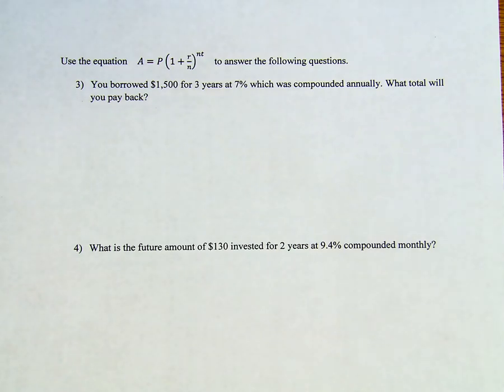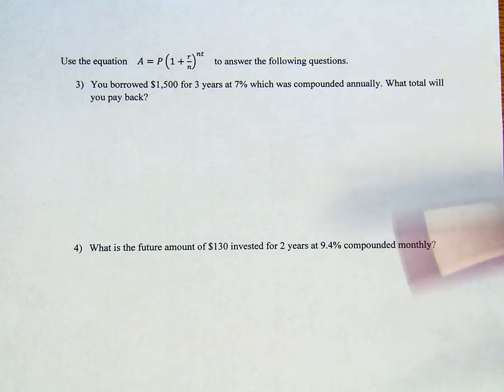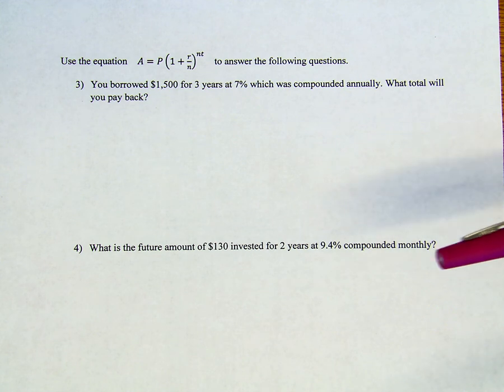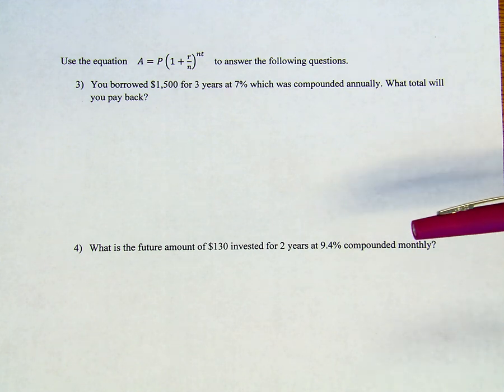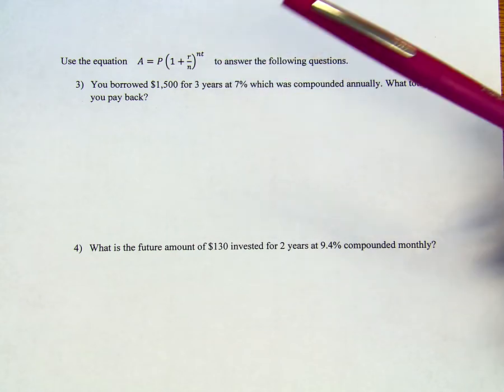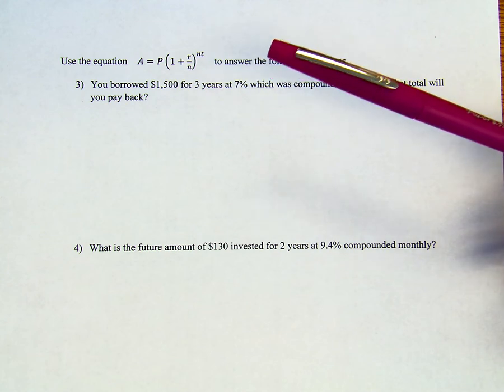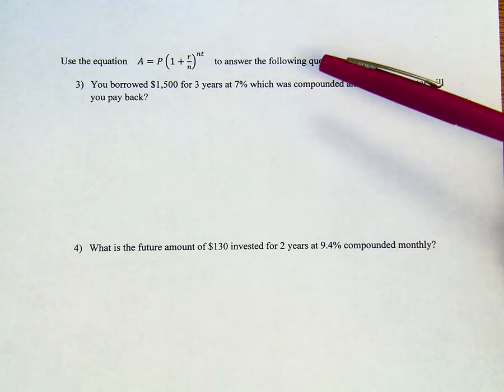Your quiz today is on the exponential functions and also the compound interest functions. So we're going to go through a couple questions, and these are just going to look like the ones on your quiz. So make sure that you're paying close attention to these here. You can see at the top it says use the equation A equals P times (1 plus r divided by n) to the nt power to answer the following questions.